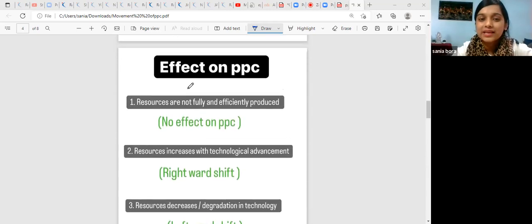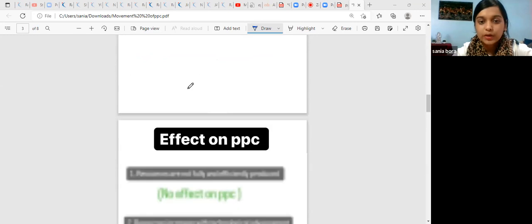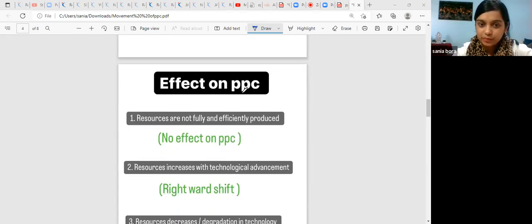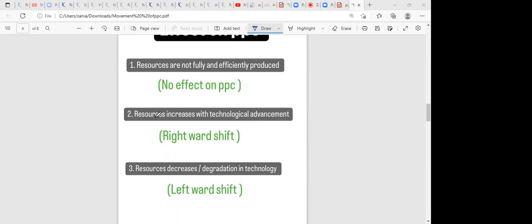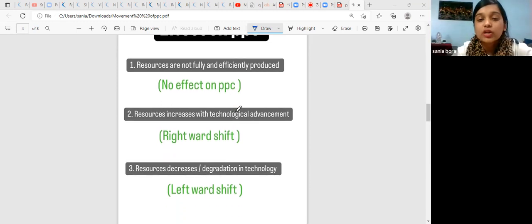Now basically, whatever is happening is going to affect the PPC. In what case does it affect the PPC and in what case does it not? Effect on PPC: when resources are not fully and efficiently produced, there is no effect on PPC. When resources increase with technological advancement, there is a rightward shift. And when resources decrease or there is degradation in technology, it is going to be a leftward shift. Clear?